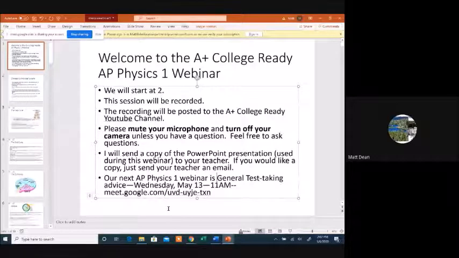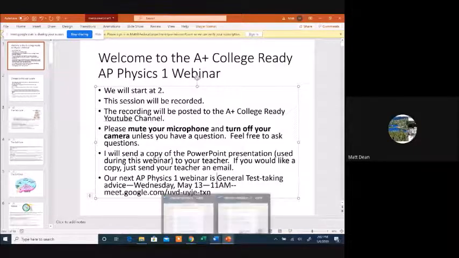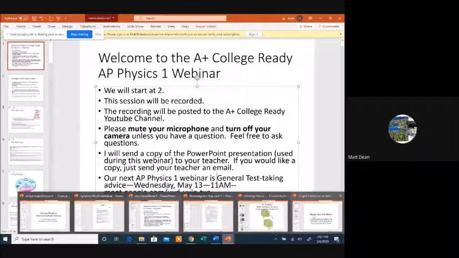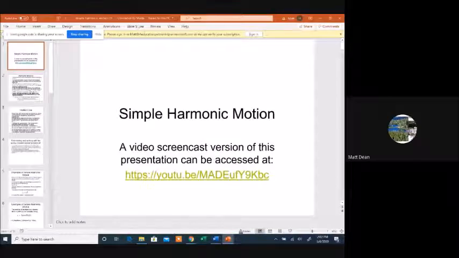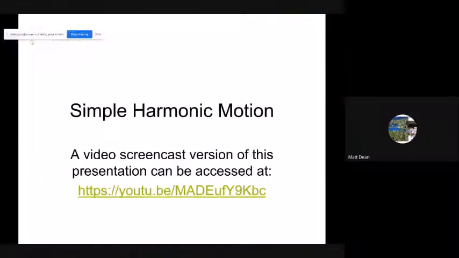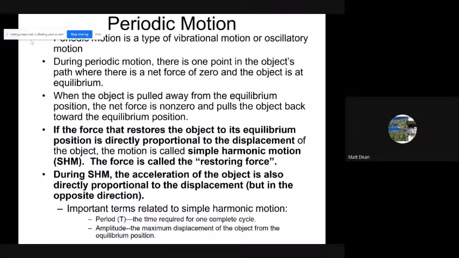So getting really close. Today we're going to talk about a topic that we haven't talked about at all in these sessions, and that is simple harmonic motion. It's a topic you may or may not have gotten to before all this craziness broke out. Simple harmonic motion is a type of periodic motion. So it's sort of a vibrational kind of motion. We might say it's oscillatory. That is something that oscillates back and forth.